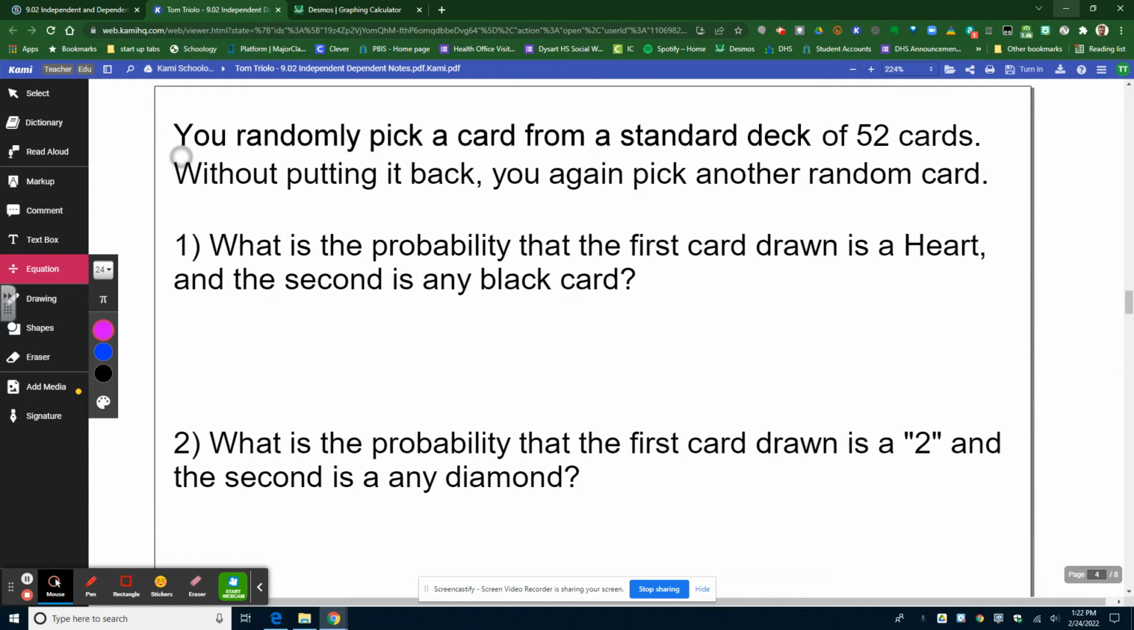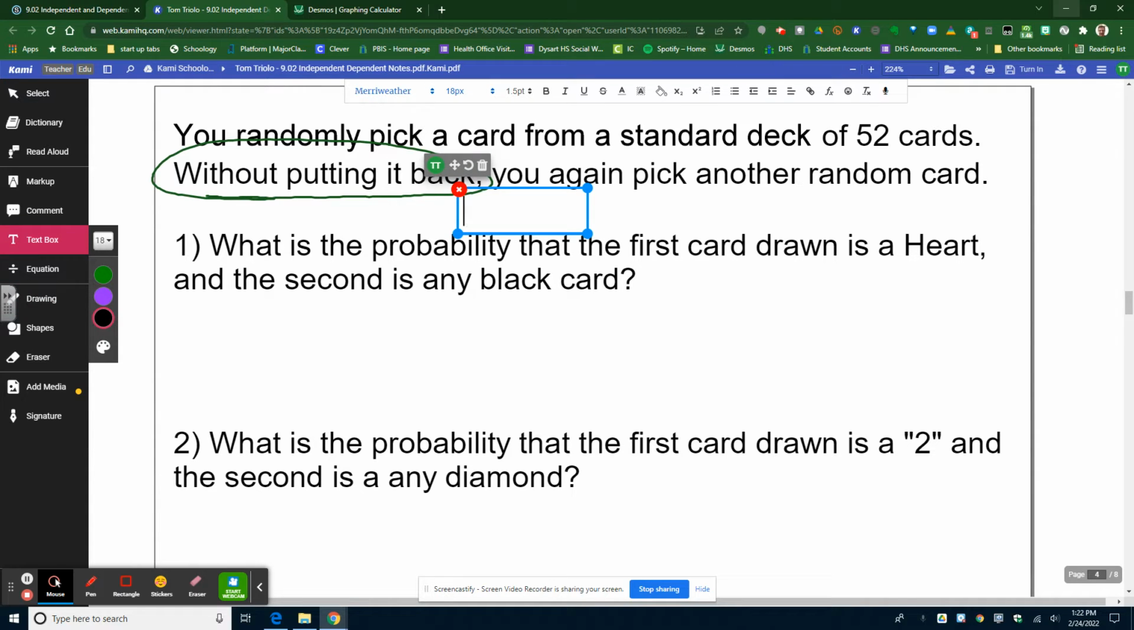Take a look at these two. Well, let's just take a look at the first one. You randomly pick a card from a standard deck of 52 cards without putting it back this time. So let's talk about that. I don't have 52 anymore. That means my new probability depends on what I just did. So that is dependent probability. Take that into account.